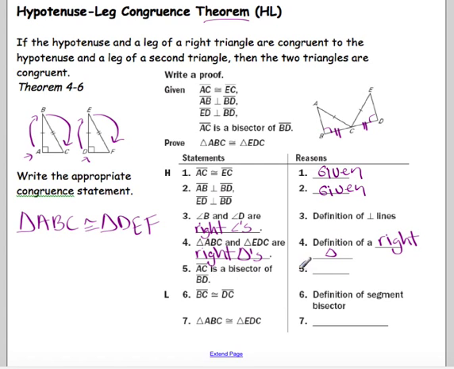Then AC as a bisector of BD was a given statement. And then we're able to say that BC is congruent to DC by the definition of a segment bisector. We've seen a lot of angle bisectors. Here we're using a segment bisector. Then we're able to say that the triangles are congruent by the hypotenuse leg congruence theorem.